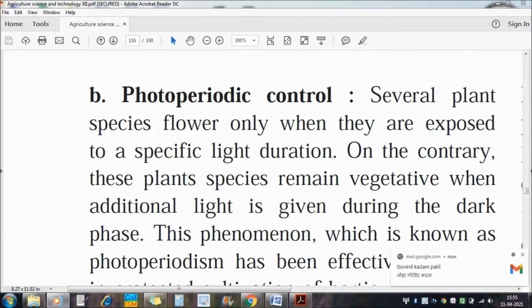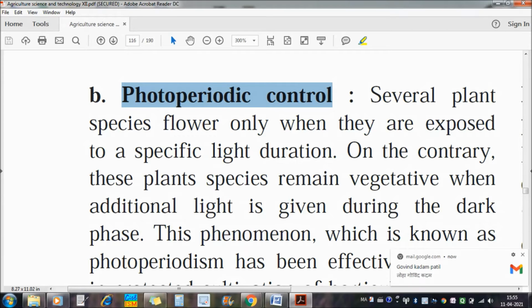Then this photoperiodic control. There are several plant species exposed to a specific light duration. So that is photoperiodic control. It means, as we have studied, that there are three kinds of plants: the long day plant, short day plant, and day neutral plant. So long day plant means the plants which require more duration of light.